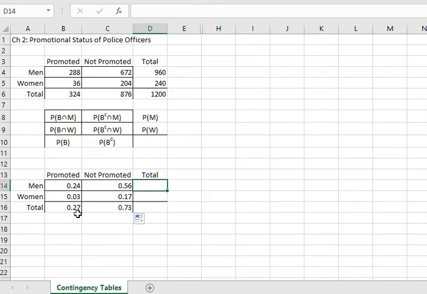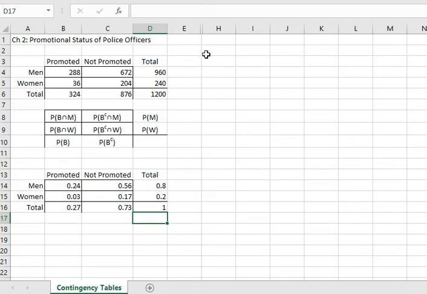And we can also see that on our force, 80% are men, 20% are women. And if we add this up, we've got 100% of our force. We can also see that the total promoted plus not promoted equals 100% as well. 27% were promoted, 73% were not promoted. So this is just a double check that our calculations are correct. We haven't misentered a number here.